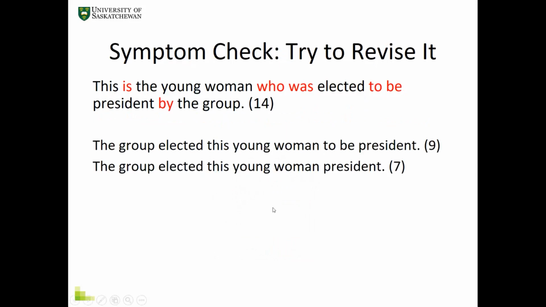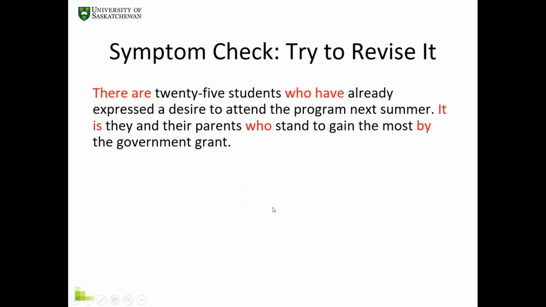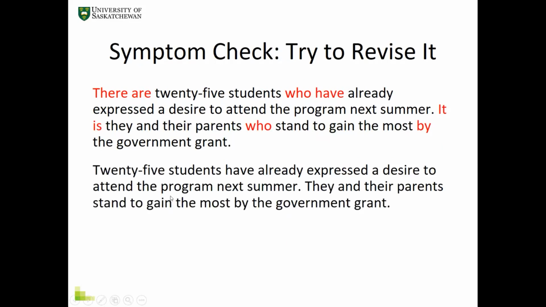All right. Another one: there are, who, have, it is, who, by. These two sentences, in the interest of time, I'll just show you. You can usually take out there are, and you can usually take out who, have. It is, starting sentences like that, just as with starting with there are, think about just getting rid of it and starting right away with the doers of the action.